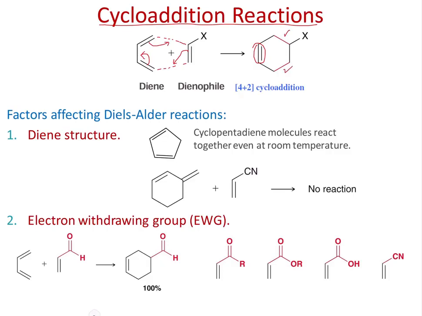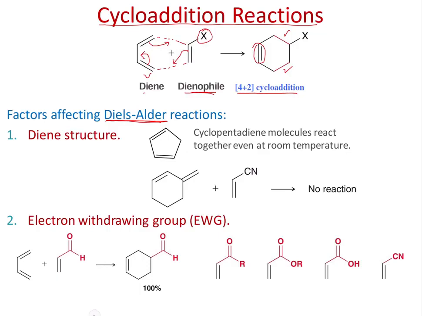Okay, so here we say that we do have a 4 plus 2 cycloaddition because we have 4 pi electrons from the diene, and then 2 pi electrons from what we call the dienophile. So whenever we have a reaction of this nature, we call it a Diels-Alder reaction. Diels-Alder reactions usually happen faster when the dienophile has an electron withdrawing group attached to it.